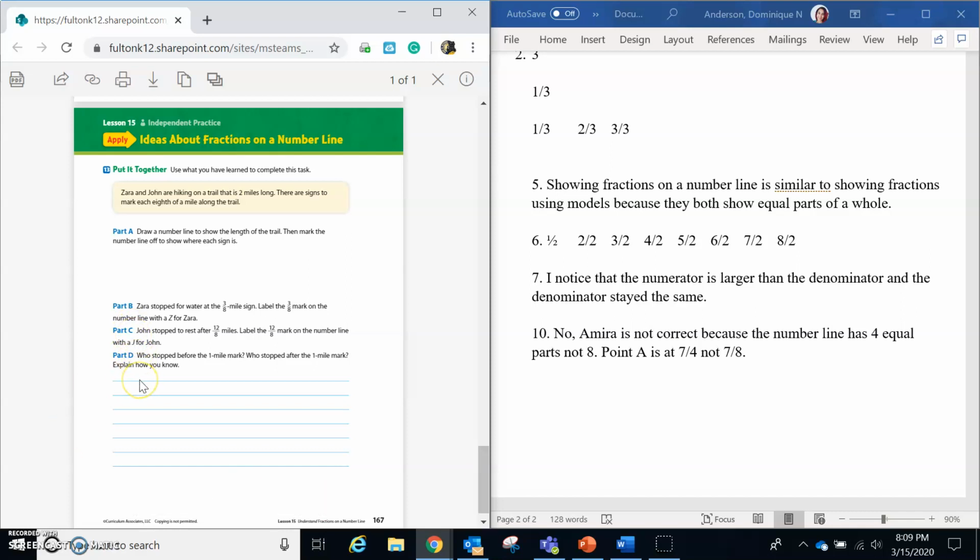And then part D says, who stopped before the 1 mile mark? So in order to answer this, you have to do B and C. Who stopped after the 1 mile mark? Explain how you know. So you're going to tell me who stopped before 1 mile and tell me how you know that. And then who stopped after the 1 mile and tell me how you know that.